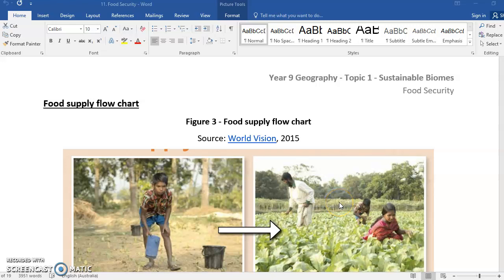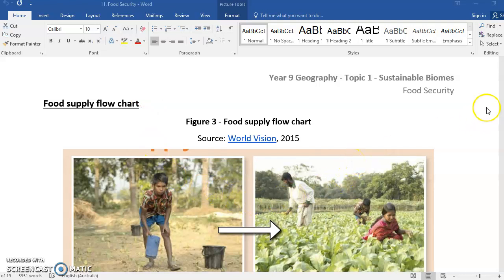Good afternoon, Unite. This is a little recording to help you with today's work. So today is Thursday, the 26th of March, 2020. The work I've set for today is to complete pages 5 to 8 of your food security booklet.